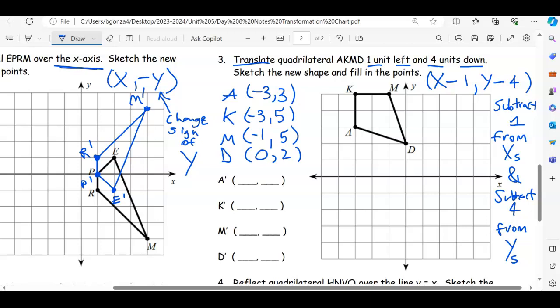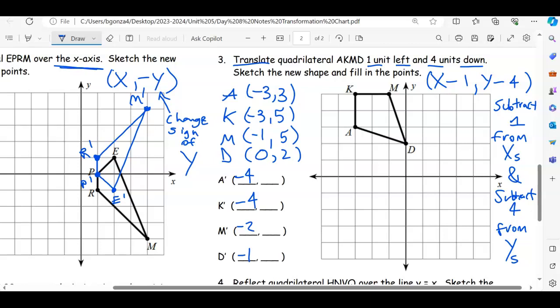So you could either do this on the graph by shifting points, or you can do it mathematically by taking all those coordinates, x and y values, and subtracting using the rule we just wrote. So I'm going to do it the mathy way. I'm going to take every x value and subtract 1. So negative 3 minus 1 is negative 4. Negative 3 minus 1 is negative 4. Negative 1 minus 1 is negative 2. 0 minus 1 is negative 1.